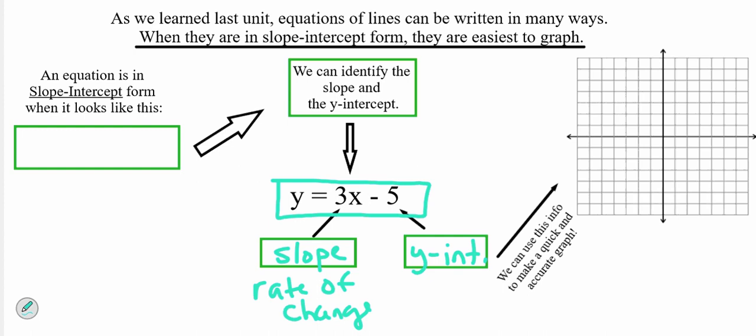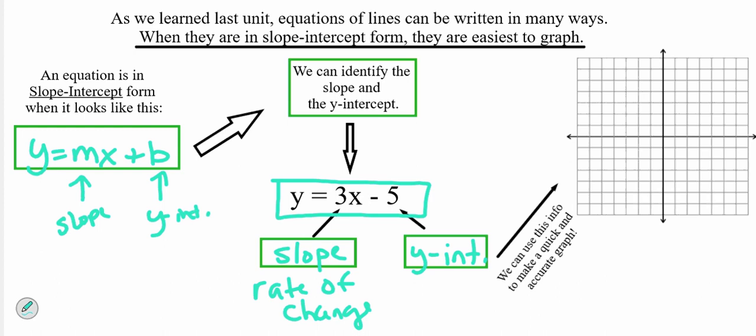So when we see an equation in this form, we're like, yes, we can graph it really, really easily. And so, when it looks like this, y equals mx plus b. So this is the form, whoops, I kind of skipped that, didn't I? And the m stands for, that's where we put our slope, and the b is where we put our y-intercept, okay?